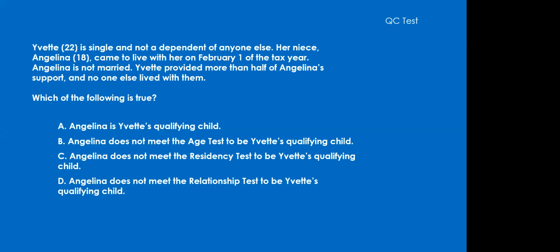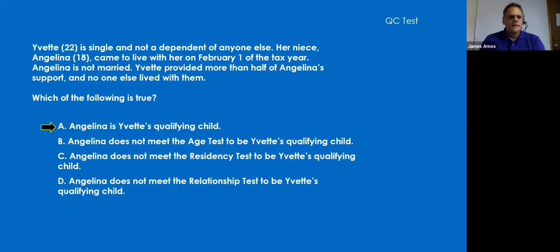A. Angelina is Yvette's qualifying child. That's exactly right. And that's because, and I'm doing this more for helping those that will watch this later, remember, you go through the general dependency tests first. Dogs jump creeks: dependent taxpayer test, joint return test, citizen or resident test. Everything in here, we're assuming there's nothing to get us to think that they don't meet the 3 general tests. So they do.